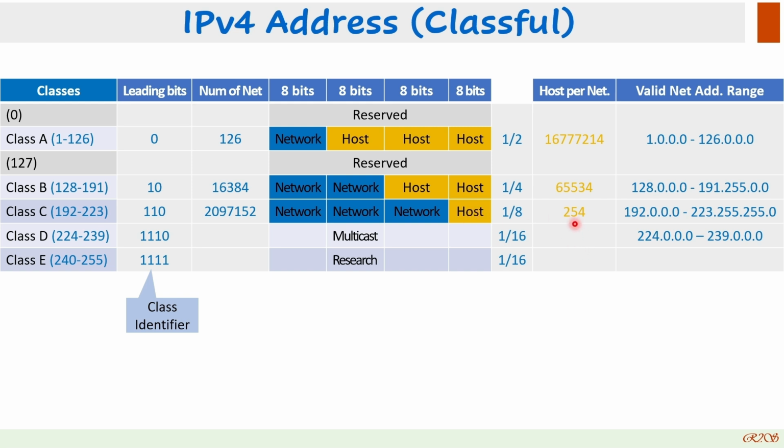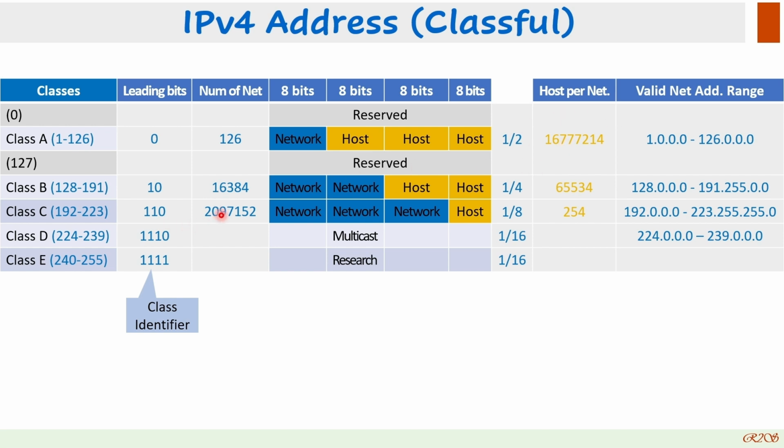So the number of hosts is 254 we can have, and the number of networks we could have are these big numbers, right? The reason is, again, the 110 is fixed. These leading bits are always fixed for the class C. So it's some millions of networks, right? Here is also some millions of networks.